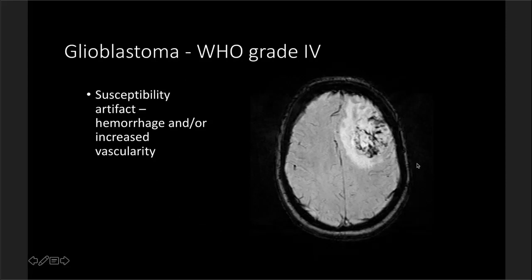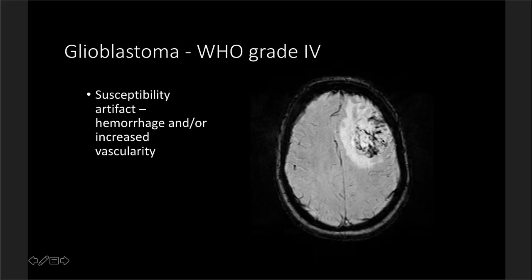Here is an SWI image, susceptibility weighted image. So we're looking for susceptibility artifact, which is dark. And this indicates a few different things. Most commonly, this is going to be hemorrhage. So there's probably some hemorrhage in this mass, which is not uncommon with glioblastomas. They can have internal hemorrhage.